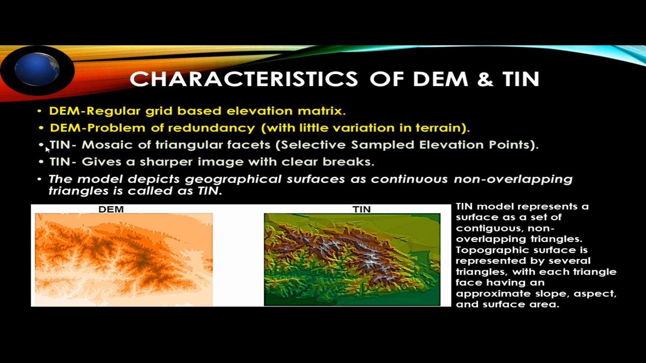So what are the characteristics of DEM and TIN? For DEM, you can see the image here directly: the regular grid based elevation matrix. DEM has problems of redundancy where there is little variation in terrain. You can see the elevation, the terrain differences. The TIN is a mosaic of triangular facets with selective sample elevation points. If you see here, TIN uses sample elevation points and gives a sharper image. You see this image and this image, how nicely, sharp and clear the differences appear in elevation.